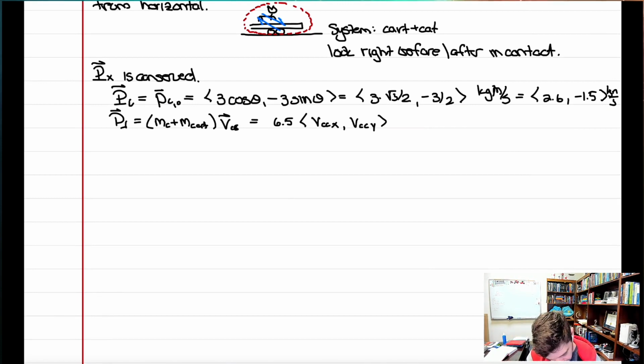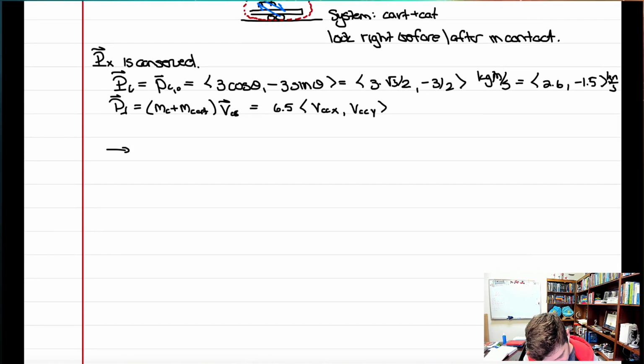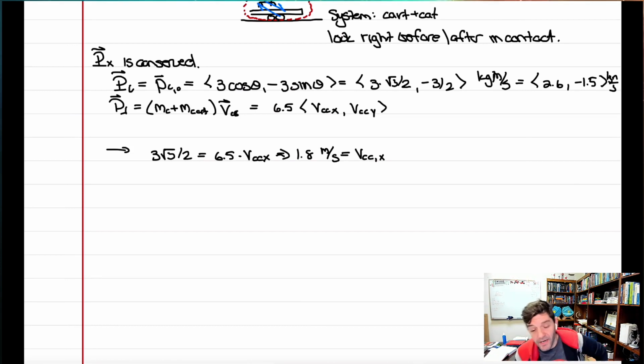So in a sense, I do know the answer, but not because of conservation, just because of geometric constraints. So this implies that about 3 times the square root of 3 over 2 had better be equal to 6.5 times the cat-cart velocity in the x direction. Which is about, I got 1.8. So this implies that the velocity of the cart and cat is about 1.8 meters per second. Positive, it's moving to the right at about 1.8 meters per second.